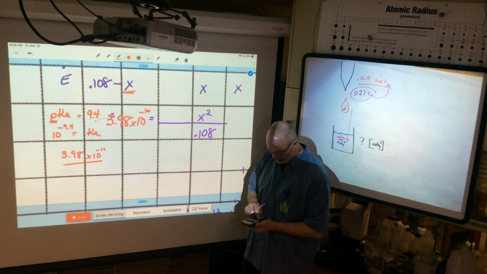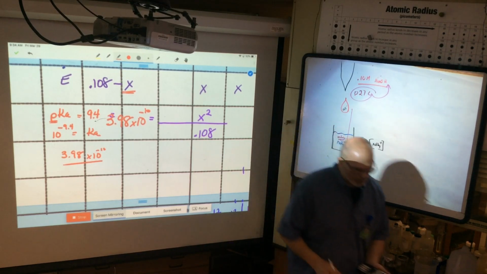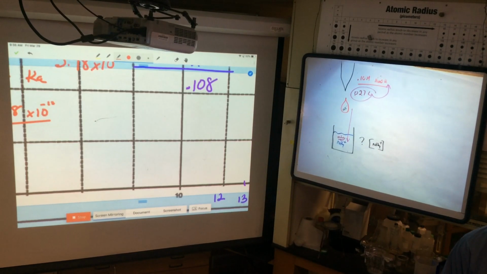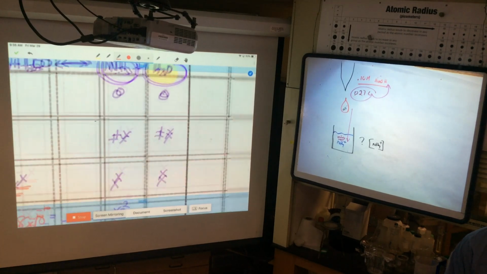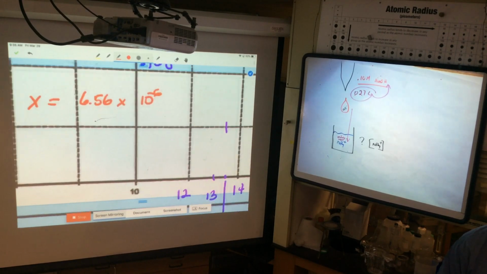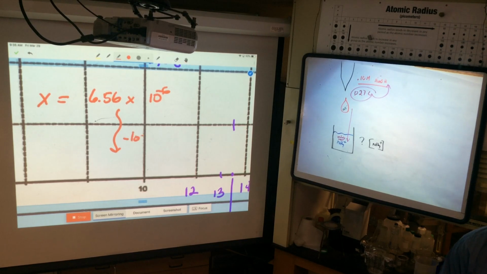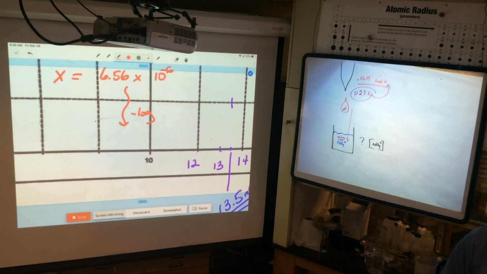Second function, second answer, here we go. And I find my x to be, or not to be, 6.56 times 10 to the negative 6. Now what is x? Woo! It's H3O plus. How do I get a pH? Negative log, party people. This is not so bad. So negative log of that concentration, second answer, close the parentheses, and I'm supposed to get 5.18.